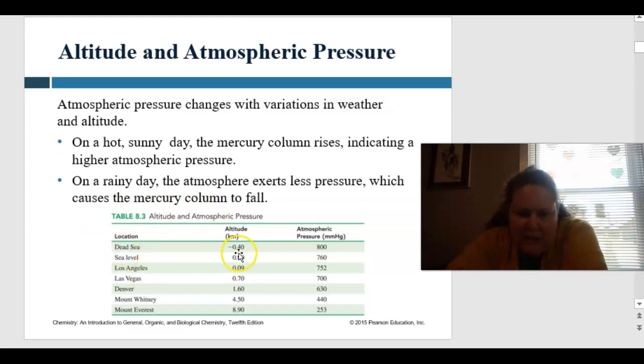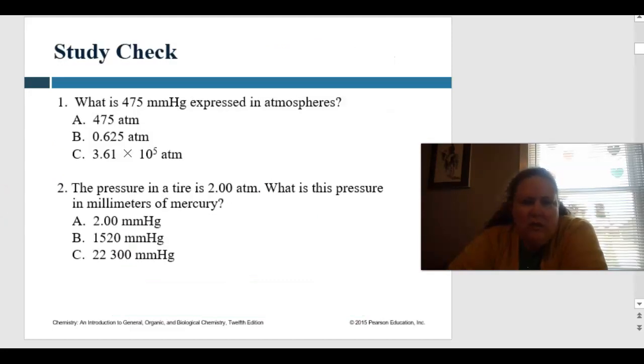So here are a couple different locations. The Dead Sea altitude is negative 0.4 kilometers, where the atmospheric pressure is going to be 800. When we're looking at LA or Denver, you can see that the volumes and pressures are going to change. So let's do a little study check. Pause me and let's figure out what these are.